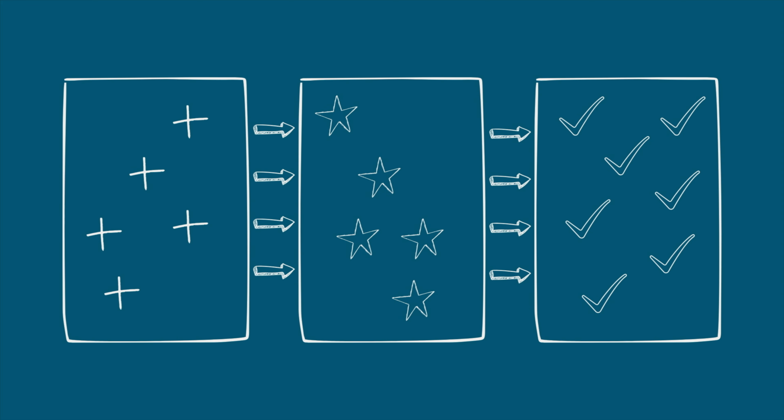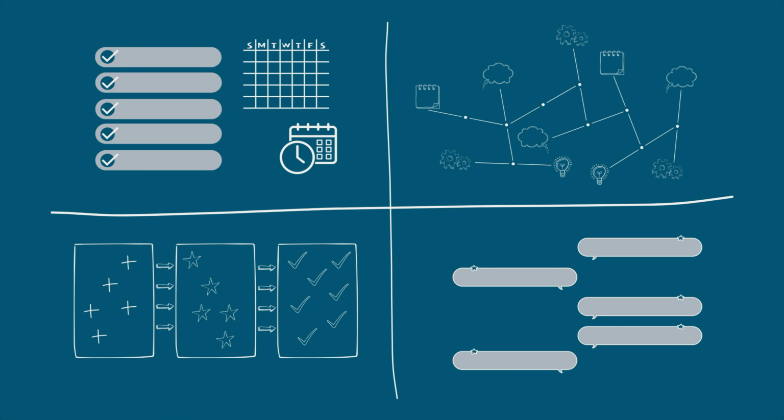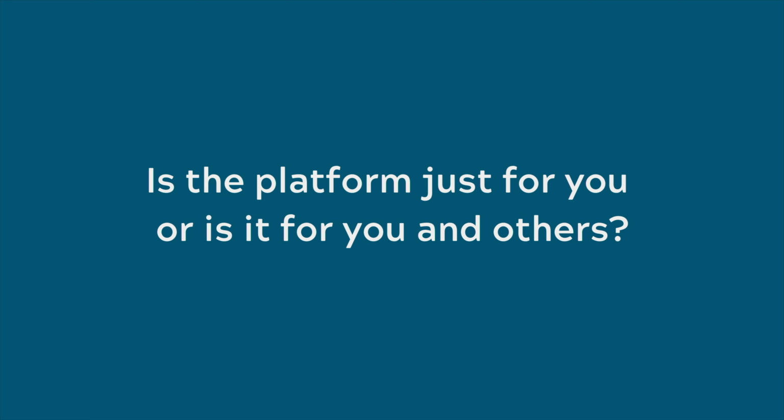Do you need to keep a pipeline moving? That would mean you might want to look at a platform that allows for ongoing workflows and is more process-oriented. Are you focused on staying organized with others? That might mean you want a platform with more communication management. And if you just can't narrow it down and you're juggling multiple projects and need flexibility, the combo solution is probably for you. The third reflective question is, is the platform just for you, or is it for you and others?